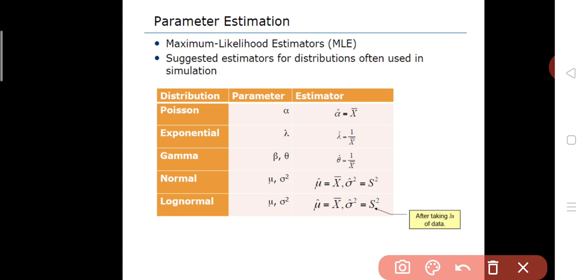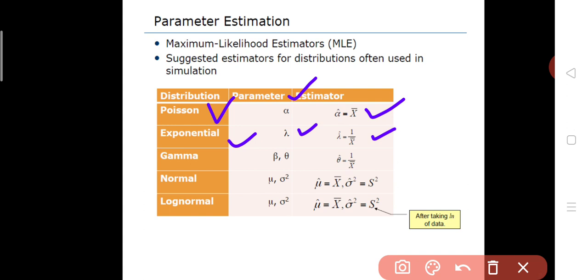A parameter is nothing but a population mean, variance, and some of the statistical parameters belonging to the entire population. An estimator is nothing but a sample mean and sample variance, related to the small sample data. So the Poisson distribution parameter is alpha, and the corresponding estimator is calculated by alpha cap equal to x bar. Similarly, the exponential distribution has a parameter lambda, and it is calculated by the equation lambda cap equal to 1 divided by x bar.